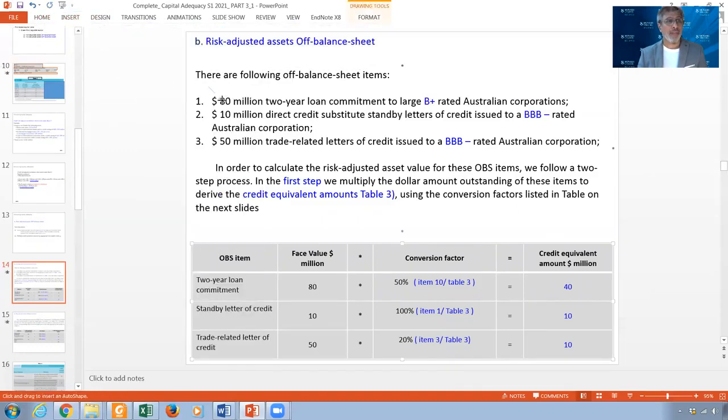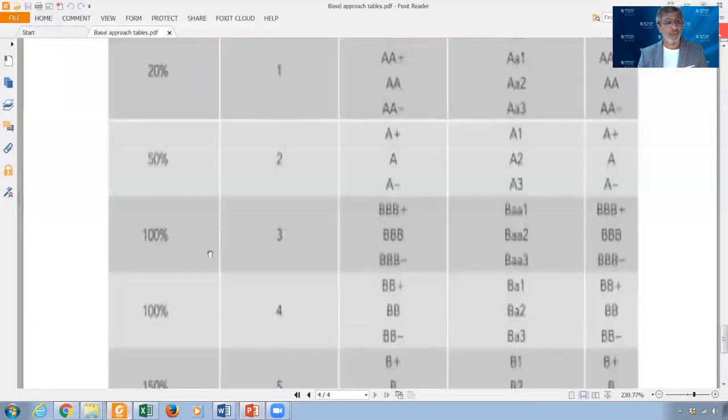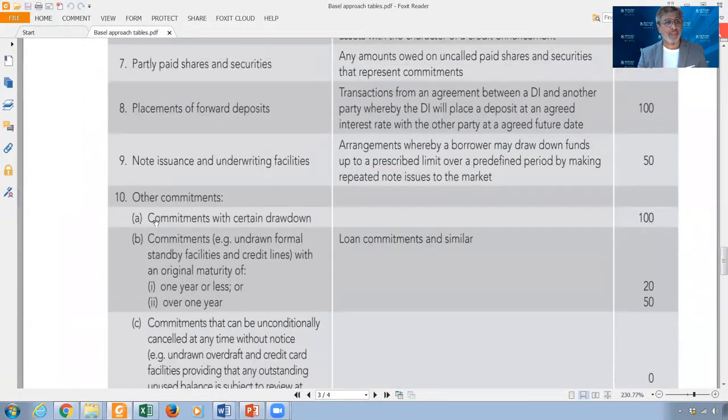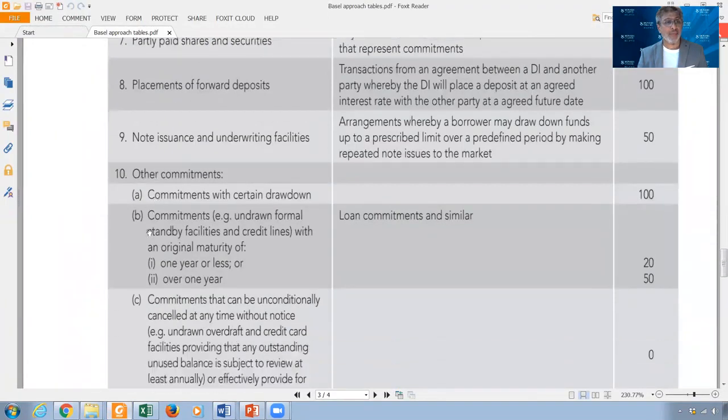We have to bring the 80 million, the 10 million, the 50 million. And then I did 80 million, 10 million, and 50 million. Then I have to get the conversion factor, which is now I have to go to tables 3 and 4. Look, for example, for this item, it's a 2-year commitment. So I have to go to the tables, this is commitments, which is item number 10.